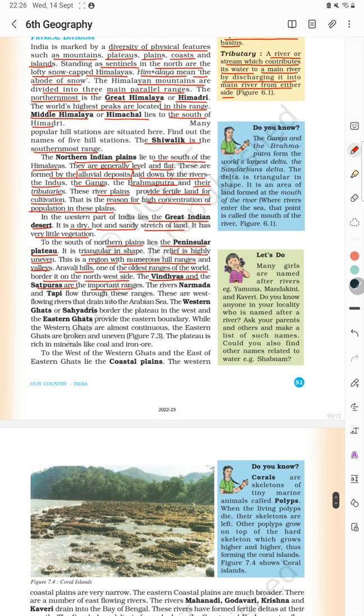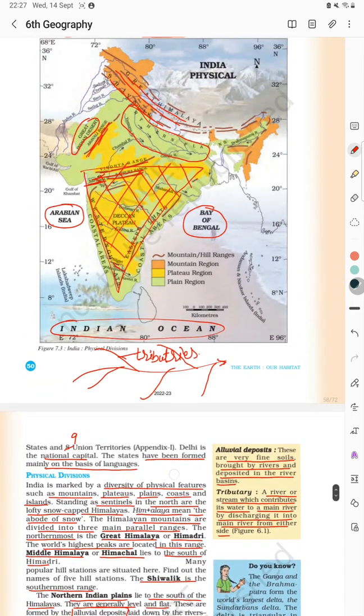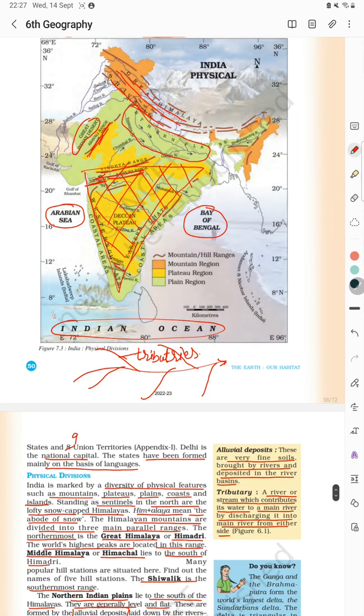So the rivers Narmada and Tapi flow through these ranges. These are west flowing rivers that drain into the Arabian Sea. The Western Ghats or Sahyadris border the plateau in the west, and the Eastern Ghats provide the eastern boundary. So in the east of this plateau you will see Eastern Ghats, and in the west side you will see Western Ghats.